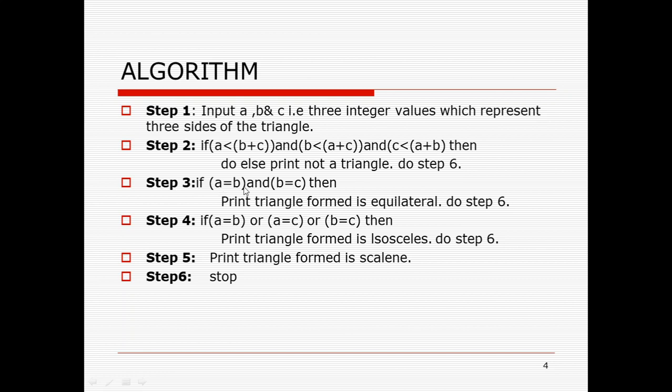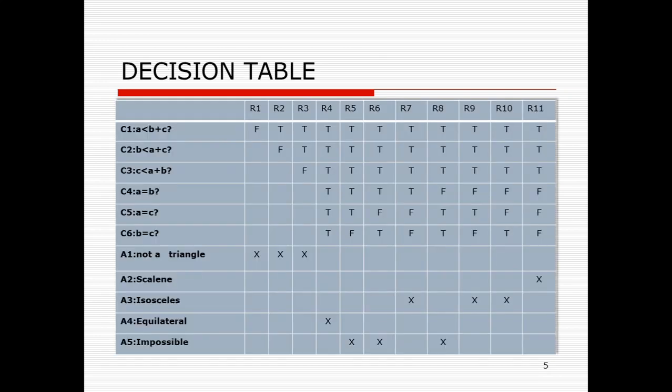Now if A equal to B and B equal to C, then it's an equilateral triangle. If A equal to B or A equal to C or B equal to C, then the triangle is isosceles, because we have already checked the equilateral conditions. If those conditions do not hold, there may be the other possibility that any two sides are equal but not all three. So it goes here and checks for isosceles. If both these conditions are false, then it goes to the third part, that is, it prints the triangle to be scalene.